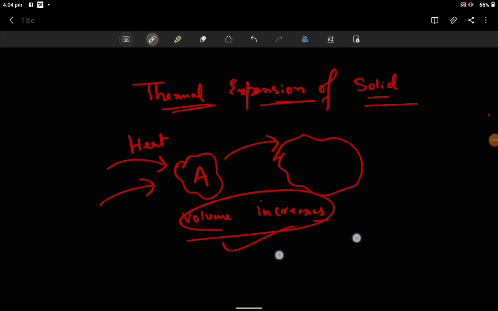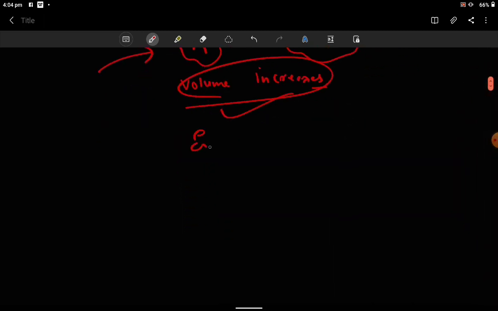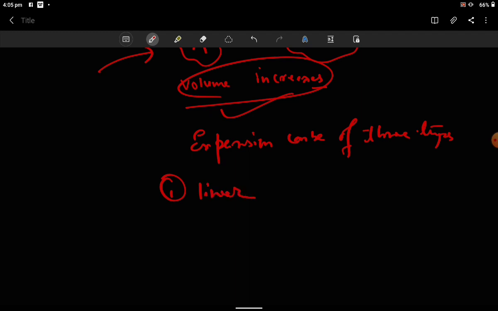Expansion can be of three types. Linear expansion, superficial expansion, and sometimes in more common language it is called area expansion, and the third one is known as volume expansion.